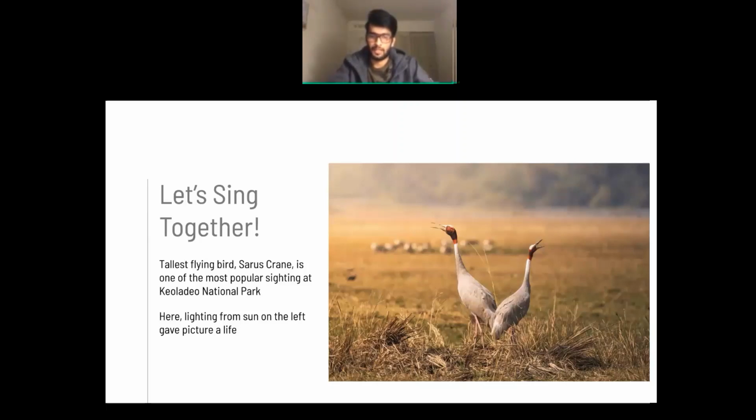And these are the male Sarus crane and the female Sarus crane. It's the tallest flying bird in the world, and it's one of the most popular sightings at Bharatpur National Park. This bird has very special characteristics. If you are lucky enough to go to Bharatpur, I think you will be able to see this bird. I really want people who want to pursue wildlife photography to go to Bharatpur. It's a really good place to capture birds and different wildlife in their natural habitat.